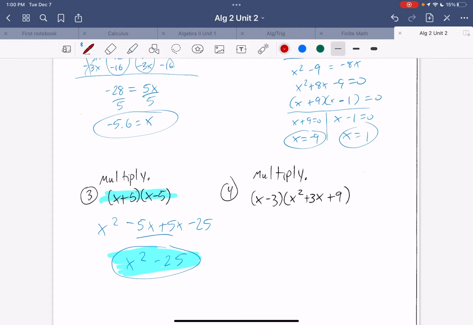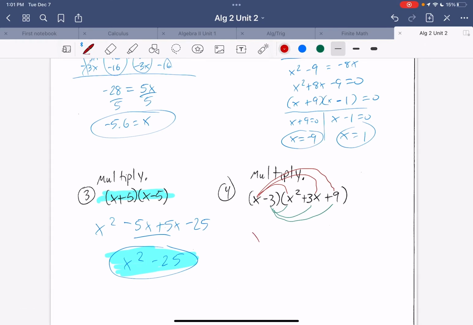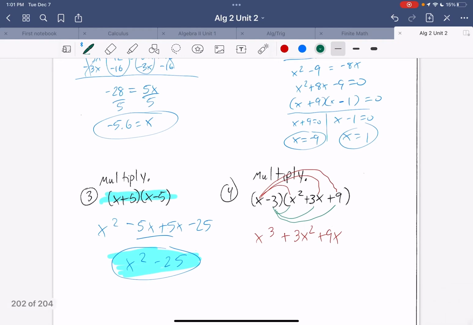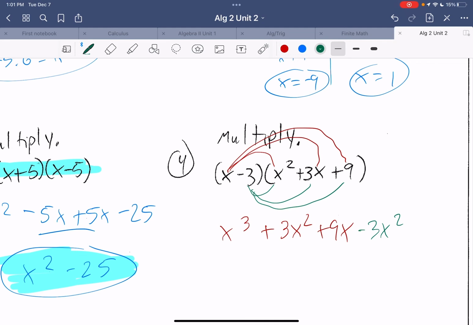Well, we'll do Christmas clause or clamma clause. So we're going to multiply x times these three things here. And then we're going to do green, -3 times these three things to multiply it out. So back to the red, I get x cubed plus 3x squared plus 9x, and now the green, minus 3x squared minus 9x, and then the last one would be -27.